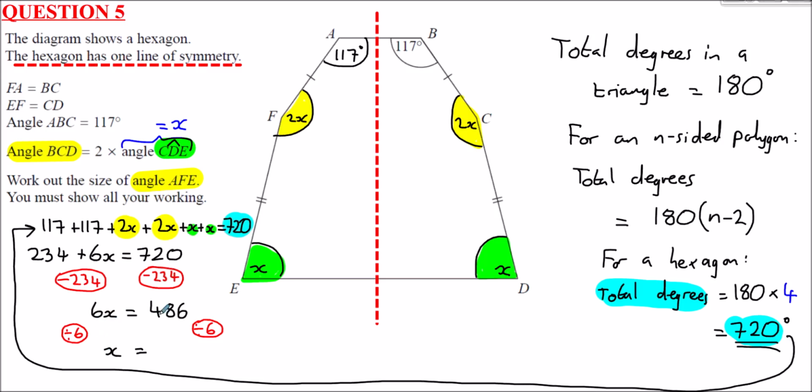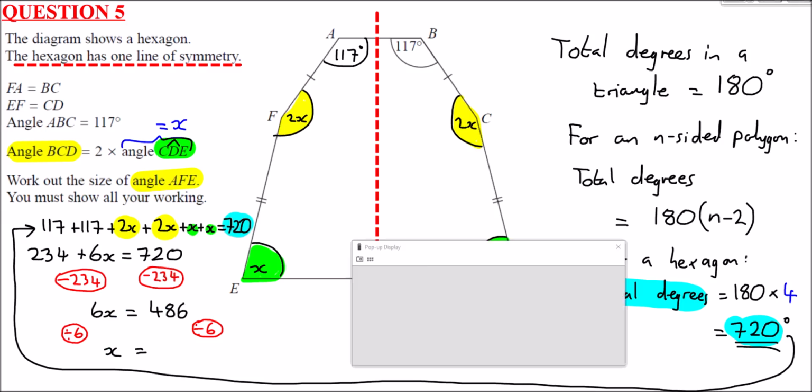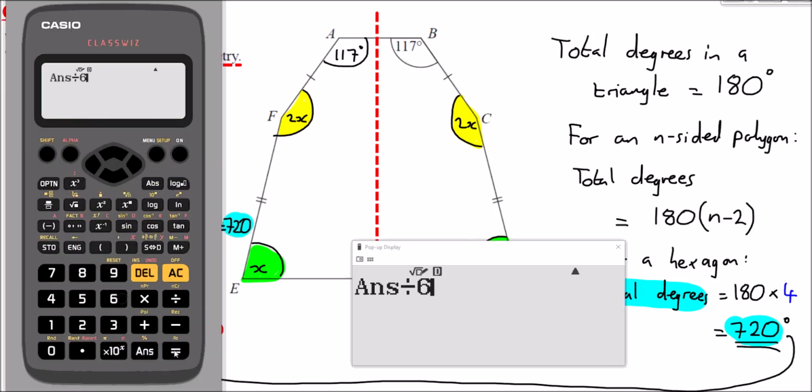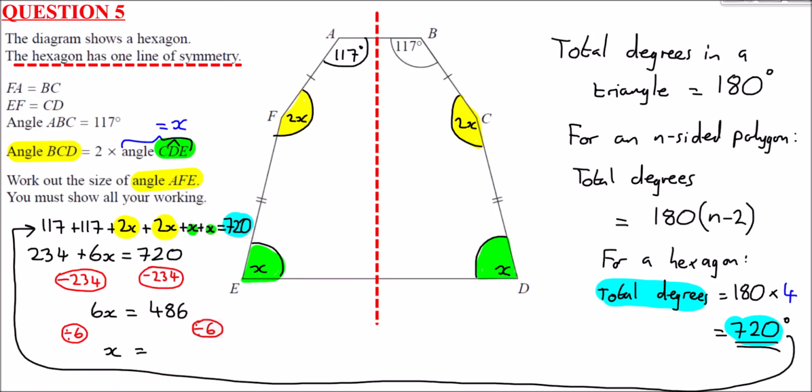So 486 divided by 6 gives us 81 degrees. So x equals 81 degrees. Therefore, angle AFE, which we want to find, which is 2x, that's going to be 2 multiplied by 81 degrees.